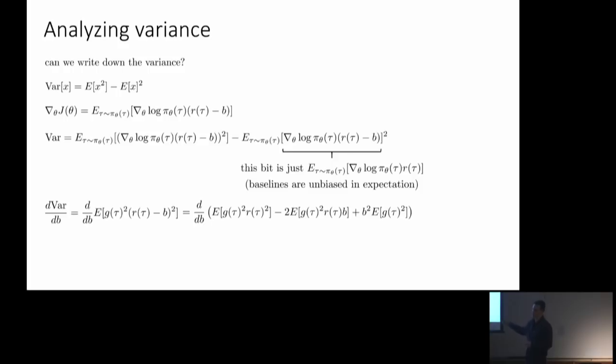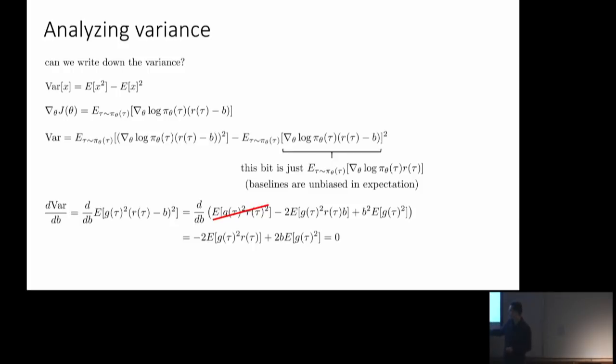And the b squared can go outside the expectation, of course, because the b is not affected by tau. So I've expanded this out into 3 terms. And now I want the derivative of that with respect to b. The first term doesn't have a b in it, so that goes away. And then that leaves the second and third term. So here's the second term. It's just linear in b, so it's just this thing. And the third term is quadratic in b, so it's just 2b times the expectation of the gradient squared.